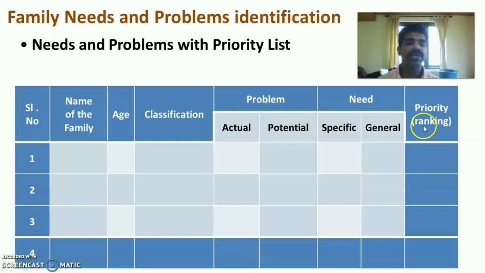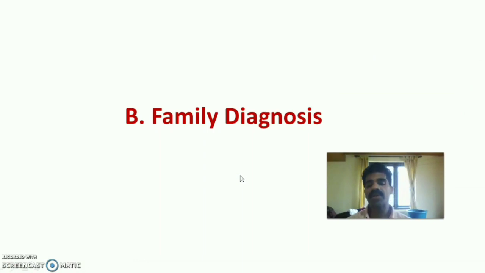Then priority or ranking can be given in the next element of the family nursing process, during the planning stage. That is about the identification of family needs and problems. The second element of the family nursing process is family diagnosis, making the family diagnosis.